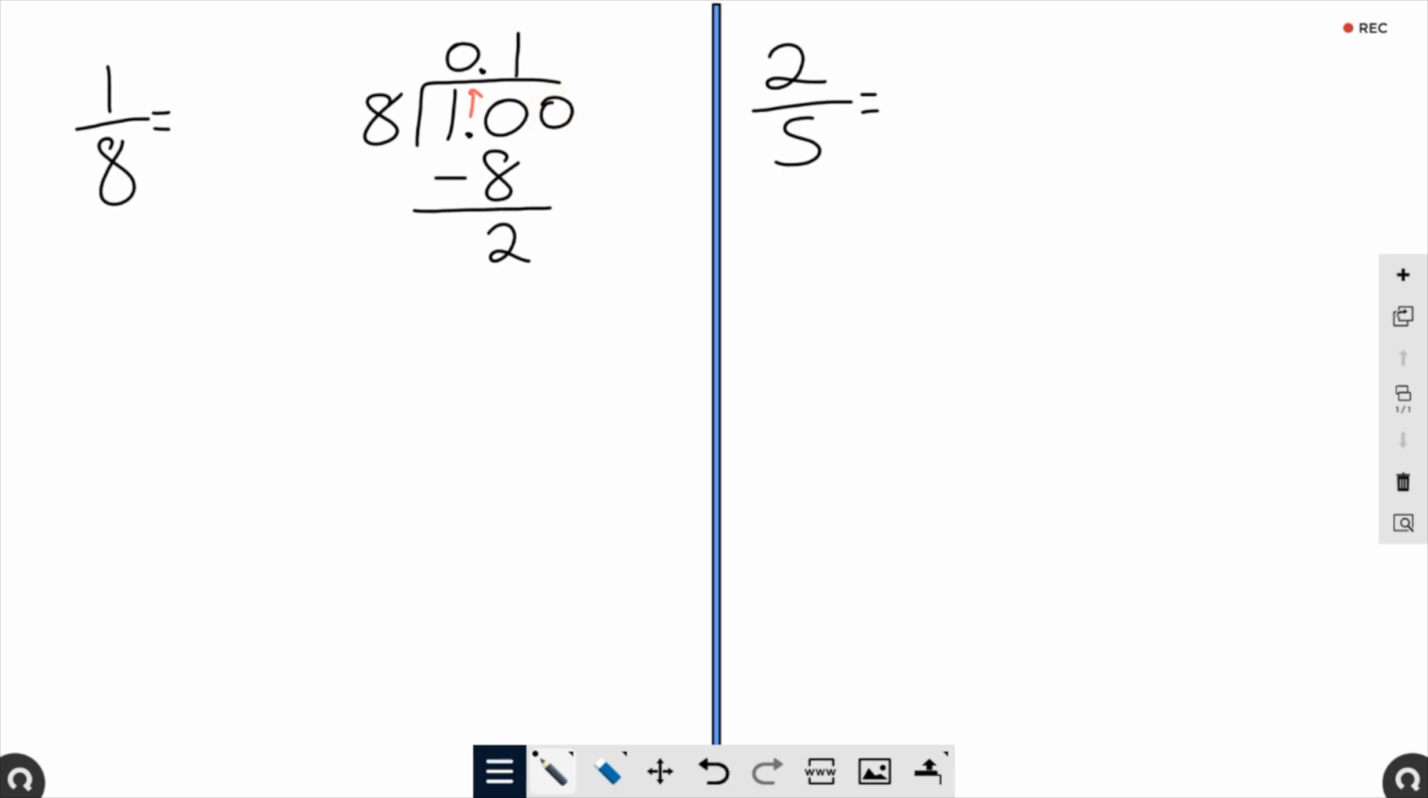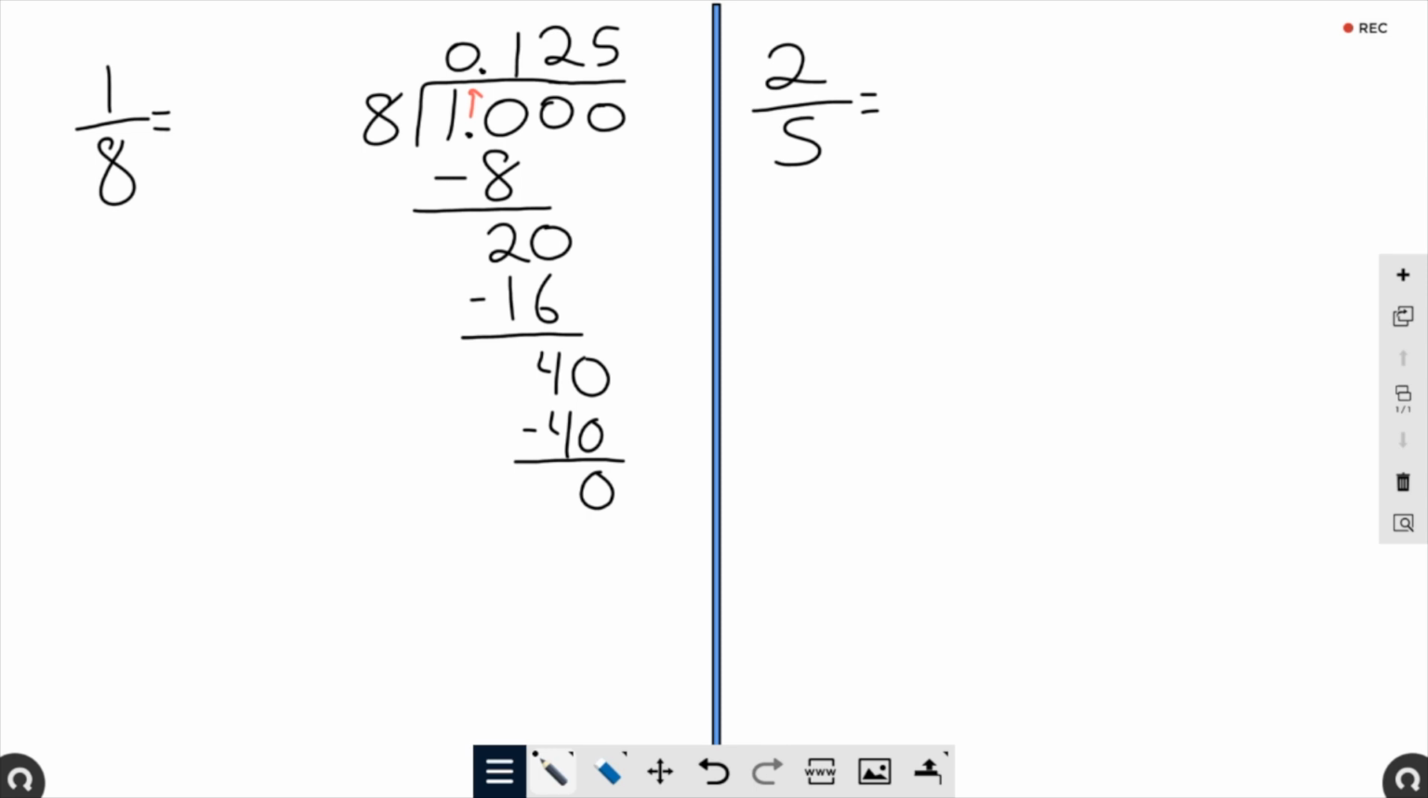I'm going to add another 0 and bring that 0 down. 8 goes into 20, 2 times. 2 times 8 is 16. I'm going to subtract. 20 minus 16 is 4. I'm going to add another 0 and bring it down. 8 goes into 40, 5 times. 5 times 8 is 40. Subtract, that gives me a remainder of 0.